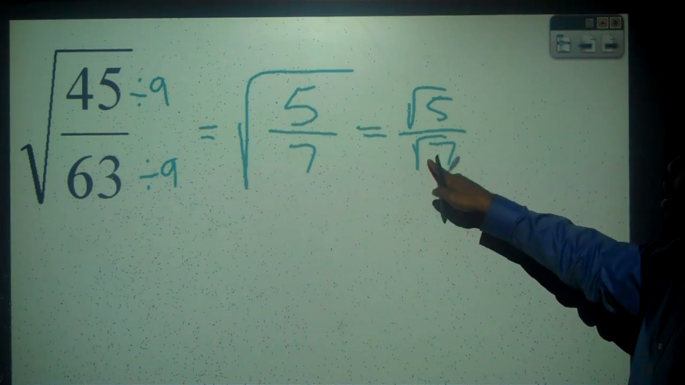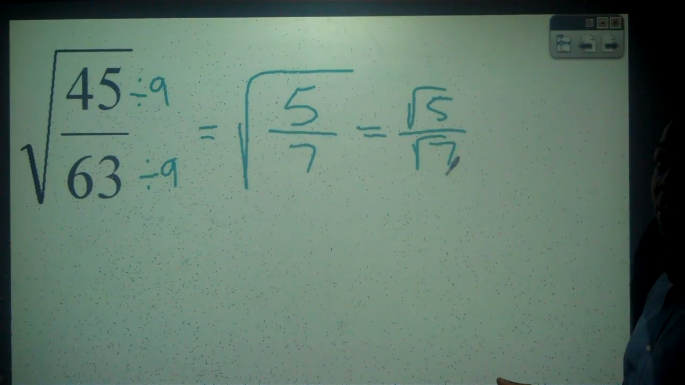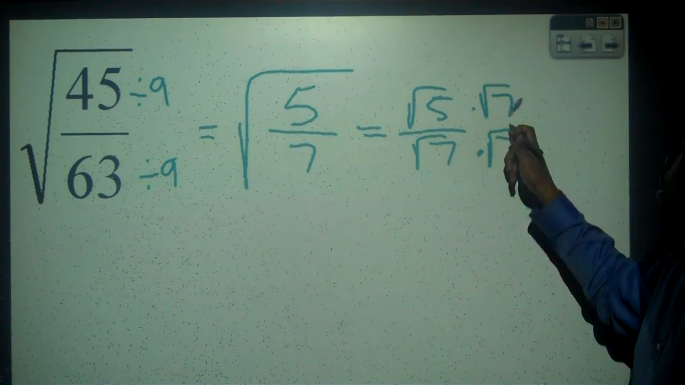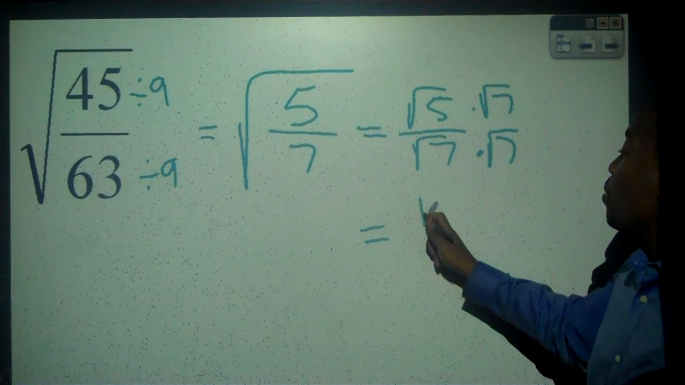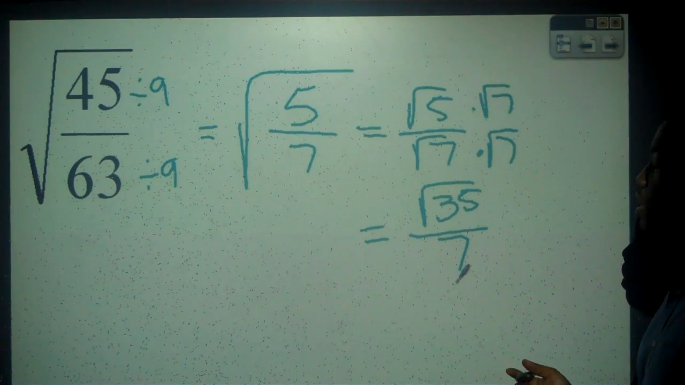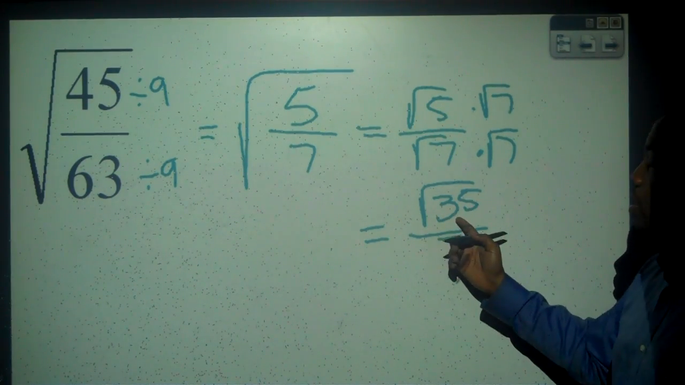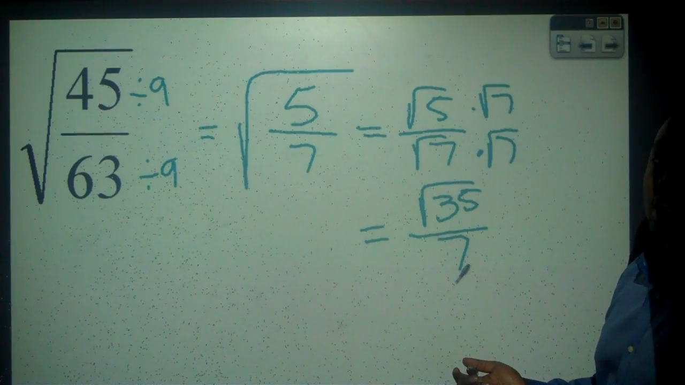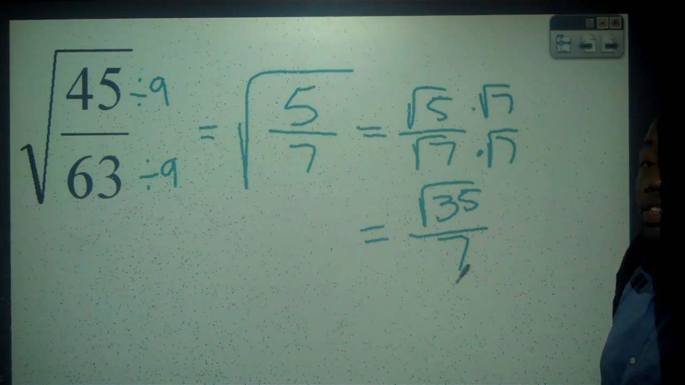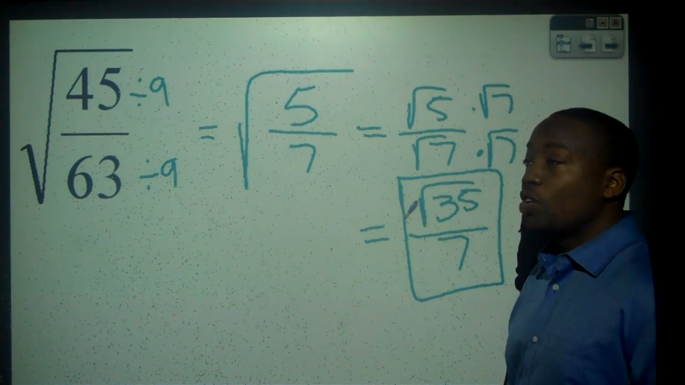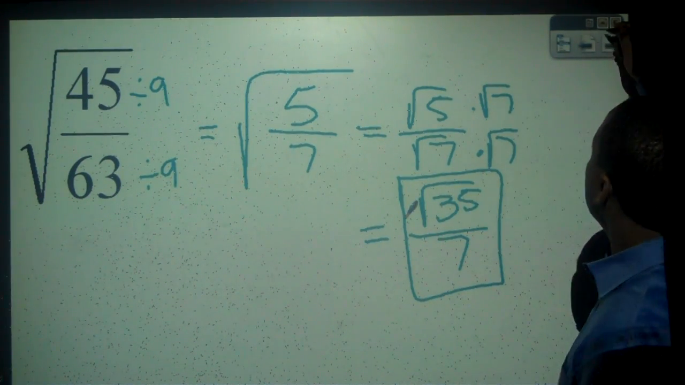Now as you see right here, what can I do? I have a radical in the denominator, so what do I need to do? Rationalize it. So I need to multiply this times square root of 7 over square root of 7, and I end up with square root of 35 over square root of 7 times square root of 7. And as you see here, I can't break down 35 anymore because, why not? Because it's just 5 and 7. And I can't do anything with that. So this would be your answer right here. Alright? Now let's go over one more example and that will be it.